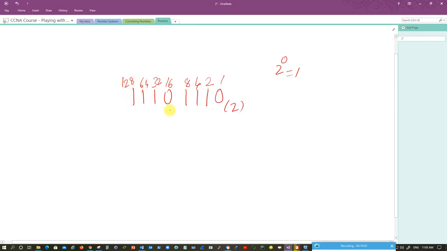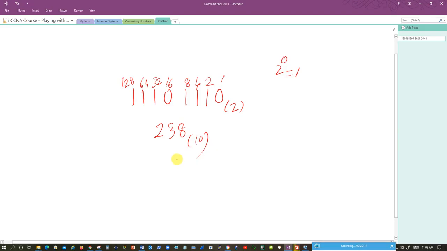Ignore any number which is above a 0 and add the remaining ones. So 128 plus 64 will become 192. 192 plus 32 is 224. 224 plus 8 will be 232. 232 plus 4 will become 236, plus 2 is 238. This will be right. So this is equal to 238 in decimal.